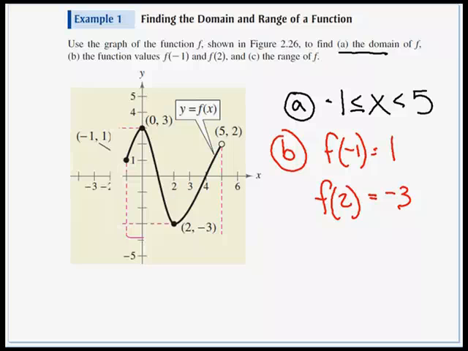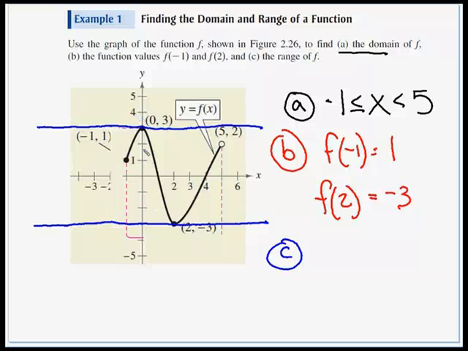The last thing they asked for, part C, the range of f. Remember, the range are the y values that come out of the function. So if you look at the function, the highest it ever goes is right up here. And the lowest it ever goes, the lowest of the valleys, is down here. On the y-axis, what does that values run from? And that would go between -3 and +3.